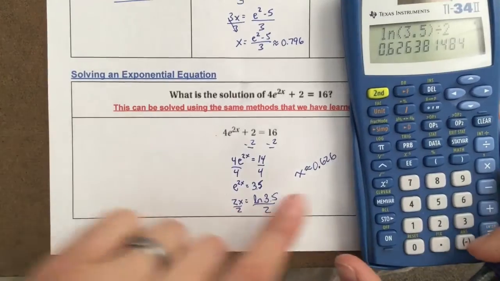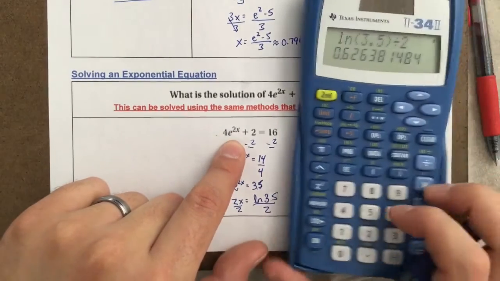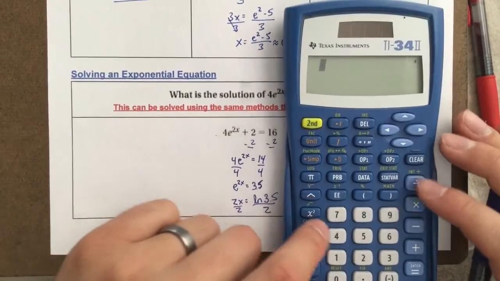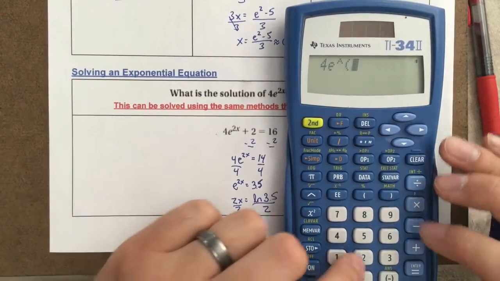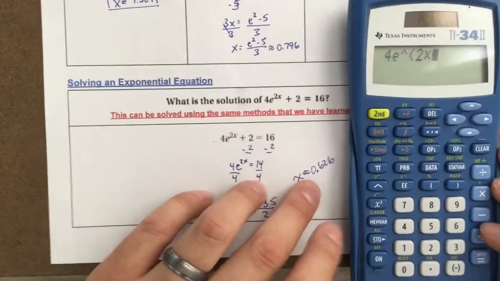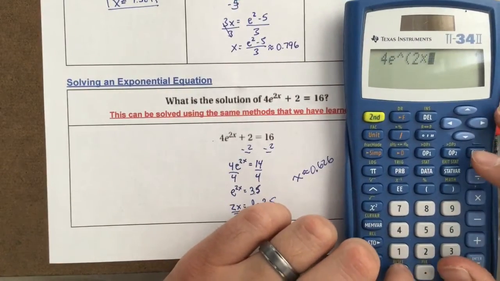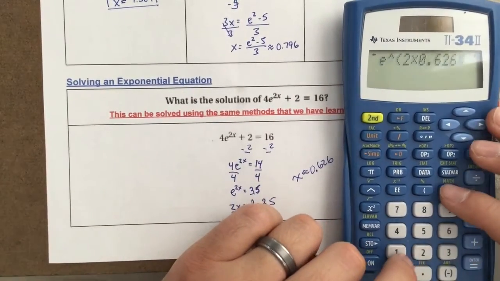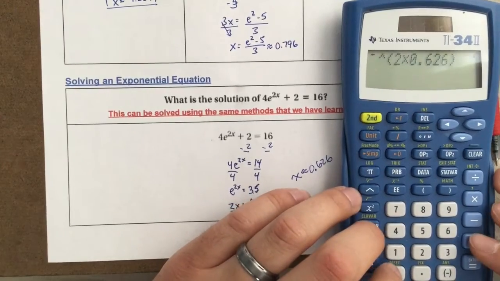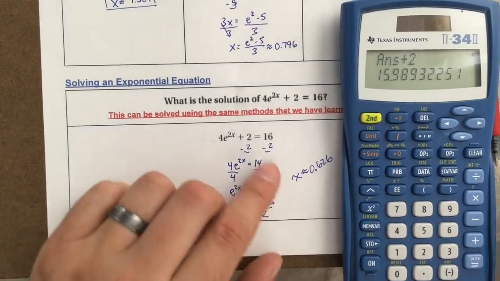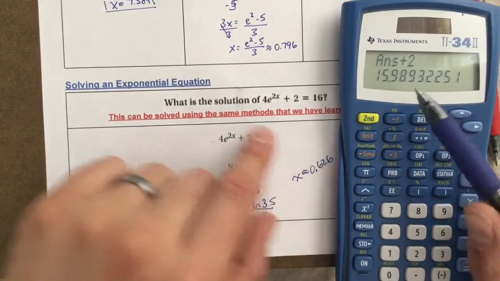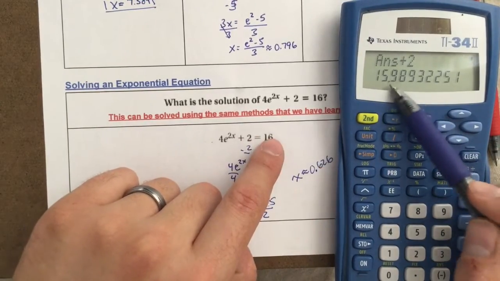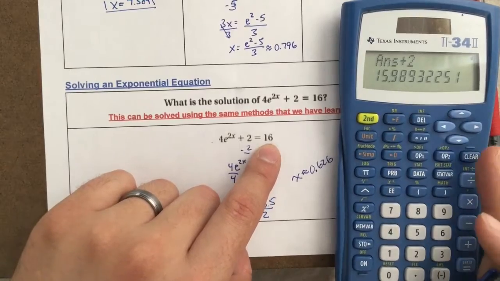And if we were to substitute this back into our original problem, if I plug this into the calculator, 4e to the 2 times 0.626, and I'm just going to add 2, we should get pretty close to 16. Again, this was a rounded number, and I rounded down, so this should be a little smaller than 16, so that's a pretty good solution.